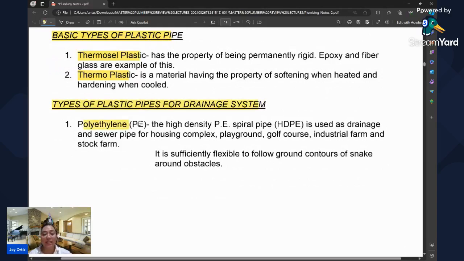So, we have the polyethylene, which is yung PE, which is high density PE spiral pipe, as used as drainage and sewer pipe for housing complex, playground, golf course, industrial farm, and stock farm. It is sufficiently flexible to follow ground contours of snakes and around obstacles.